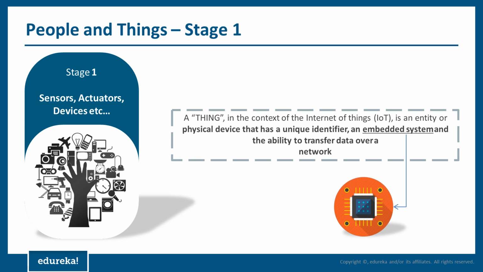So that system needs to do all this stuff. So that's why you need an embedded system. And then the ability to transfer data over a network. Then it should have a mechanism to communicate over a network. So all this, if we call it part of stage one, capabilities.